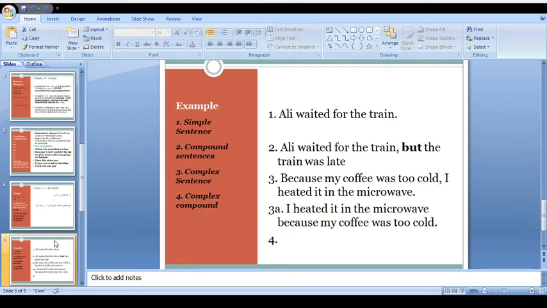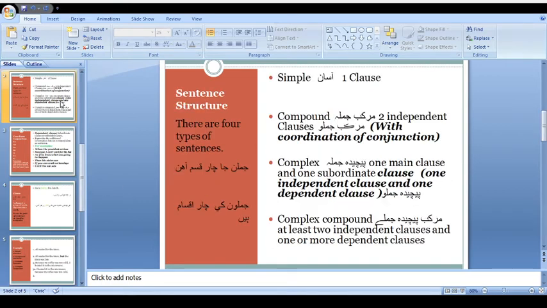Like Ali waited for the train. This is a complete sense, okay? It gives the sense, okay? So this is an independent clause. If it is alone, we're gonna read it and we can understand what exactly the writer wants to say. That's why we call it independent clause. The other one is the dependent, subordinate.